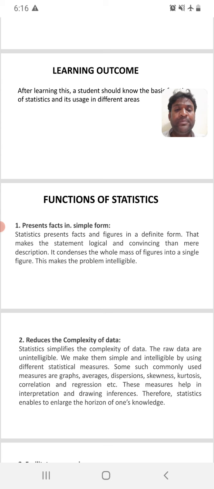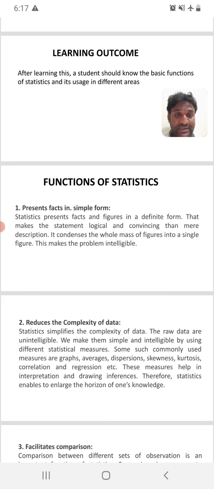For example, in a classroom, there are 100 students. We are collecting the marks of 100 students in a particular semester, how much percentage they have got. If you add the 100 students' percentages and divide by 100, you'll get one aggregate value. That value is called one typical value or representative value. That's called the average. Like that, statistics is going to aggregate the facts and it will give you one result.